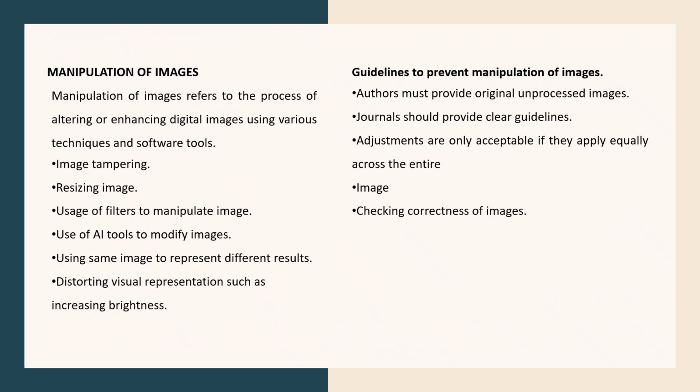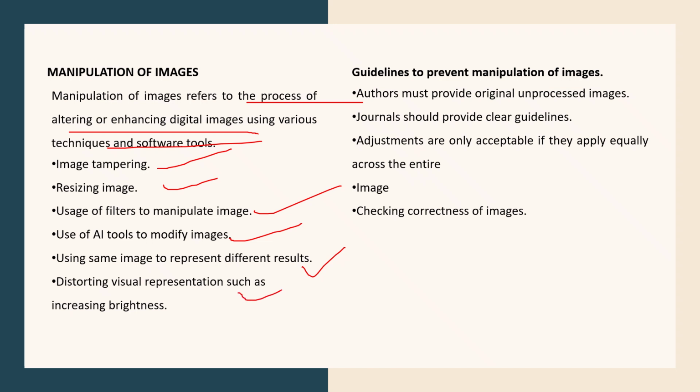So, manipulation of images. Manipulation of images refers to the process of altering or enhancing digital images using various techniques like image tampering, resizing images, usage of filters to manipulate images, use of AI tools to modify images, using the same image to represent different results, and distorting visual representation such as increasing brightness. These are ways of manipulating images.